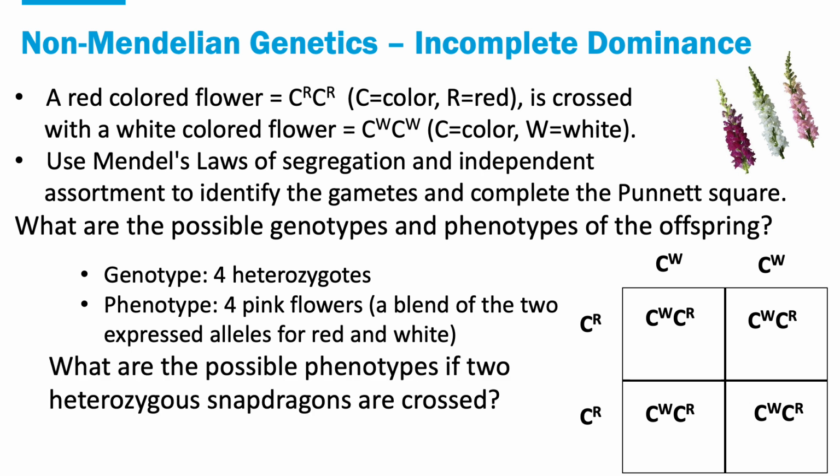What are the possible phenotypes if heterozygous snapdragons are crossed? By heterozygous snapdragons, then you're looking at a white and a red that are going to be bred together. So if you would pause the video and, on the side of your notes, complete a Punnett square that's showing two heterozygous snapdragons being crossed.